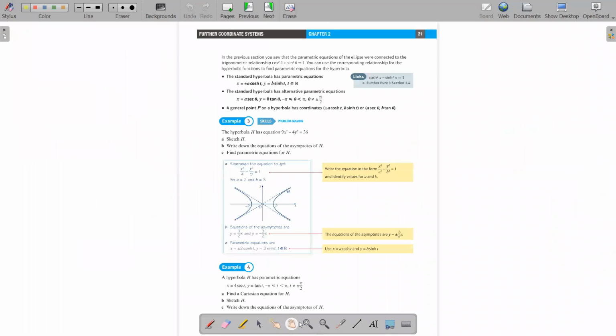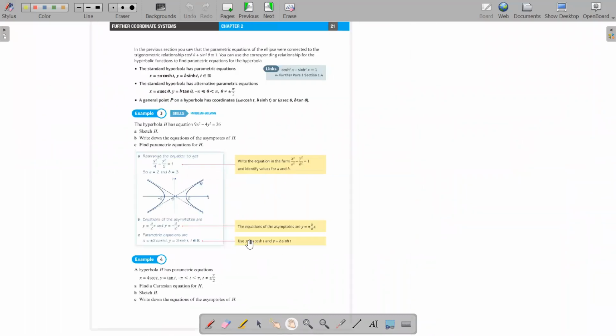Okay, then the next thing I want you all to do is write the parametric equations for the hyperbola. Write down these two equations.